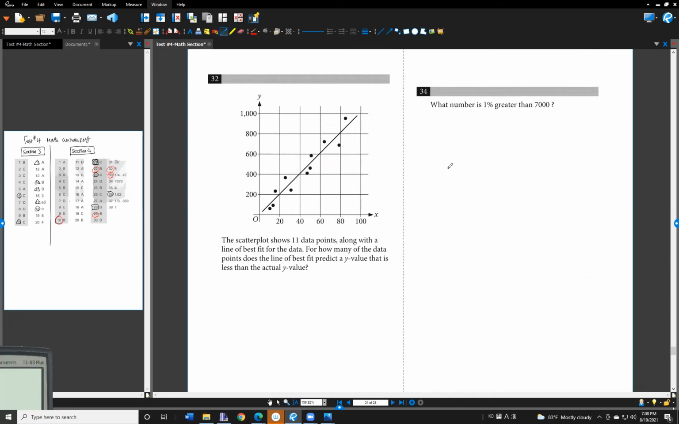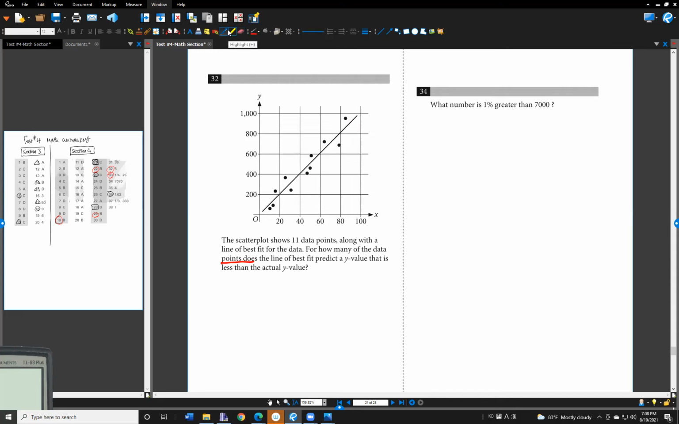We did it already, okay? So how many actual values are less than the predicted value or greater than the predicted value, okay? We did a lot. For how many data points? The actual value. This means by actual value, this is all data points' actual values. Any number on this line is a predicted number, right? That is not an actual number.